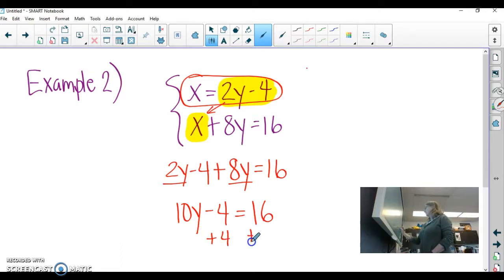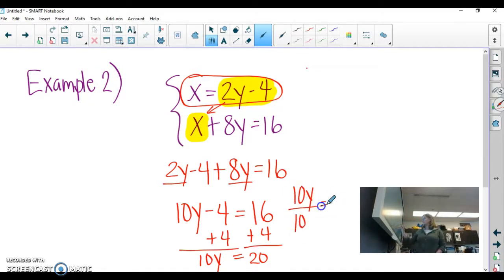Okay, welcome back. We got 10y is equal to 20. Divide both sides by 10. And you should have gotten y is equal to 2. And there's the bell. But that doesn't mean you can leave class. You've got to keep watching the video.